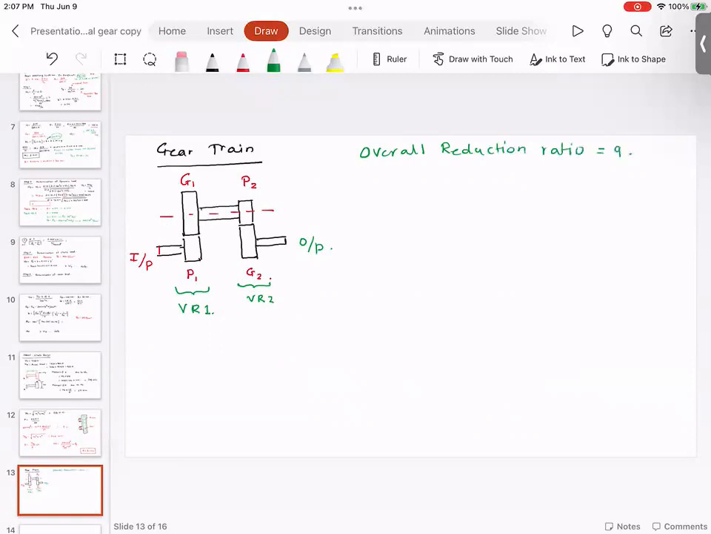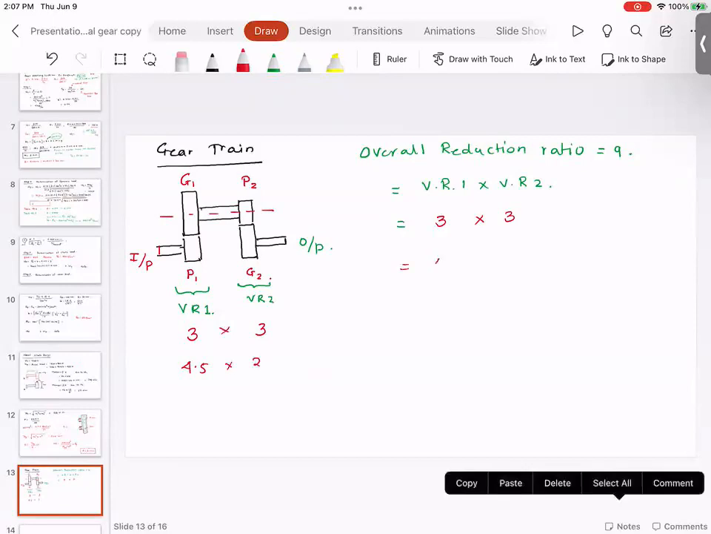For an example, if the overall reduction ratio is 9, the overall reduction ratio is the product of VR1 times VR2. And you have a choice. You can assume the first stage reduction is 3 and the second stage reduction is 3. Or the first stage is 4.5 and the second stage is 2. So you can also have a combination of 4.5 times 2. At the end, the total reduction ratio should be about 9.